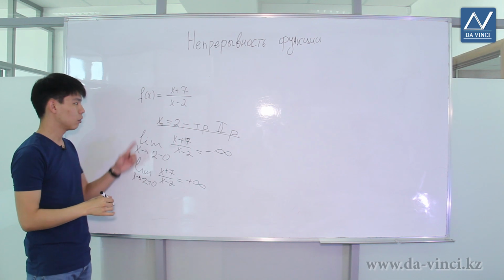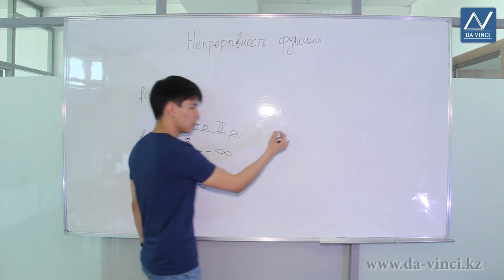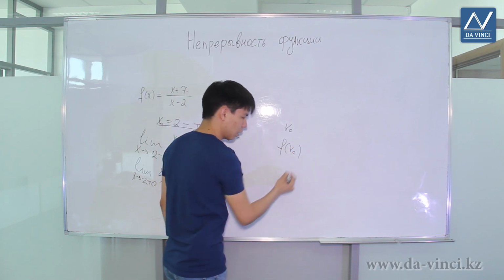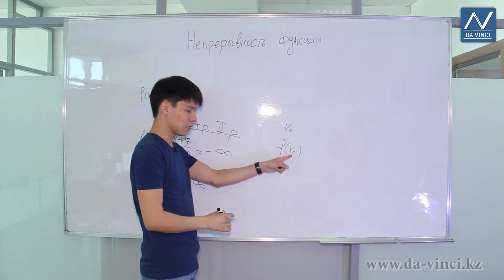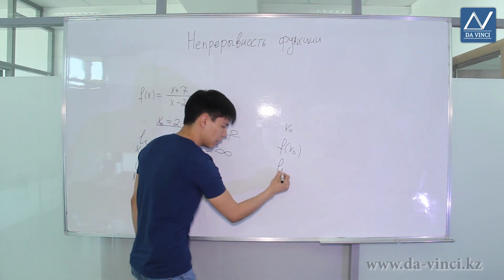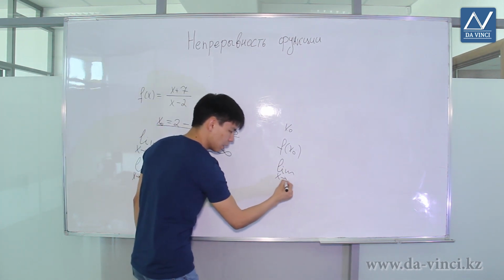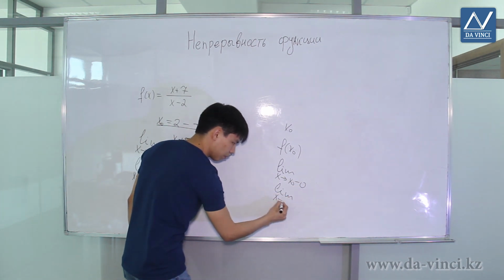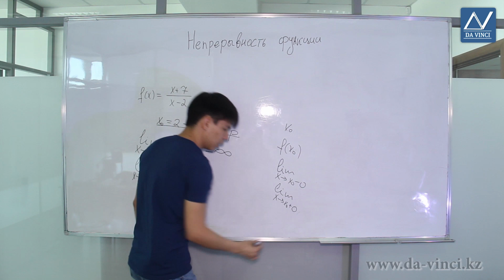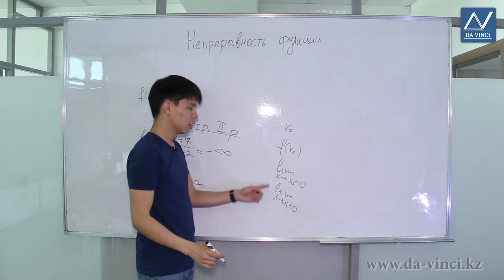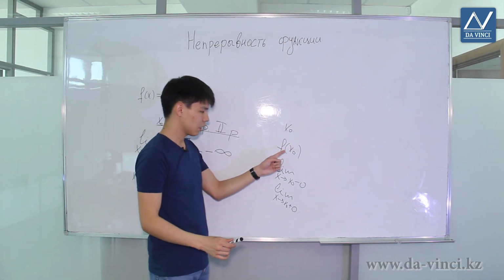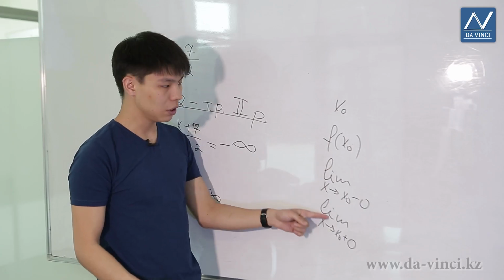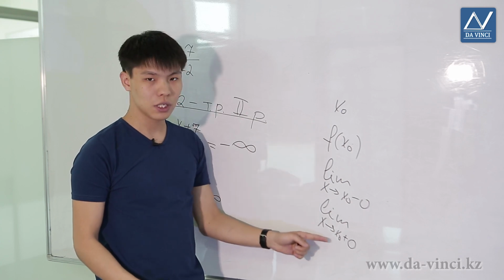Thus, when we examine a function for continuity at a point, let's say x0, the first thing we pay attention to is the value of the function at that point. Can we calculate the value? If we can, then we do it. Further, we pay attention to the left and right limits. See the results of calculations. What will we get? If we have a function defined, the left and right limits exist and are equal to the value of the function, then the function is continuous.